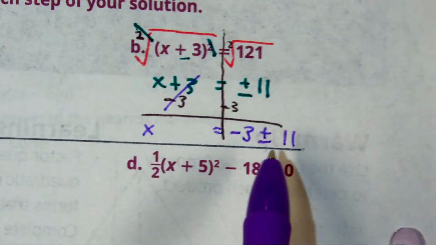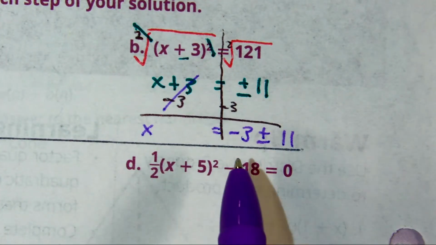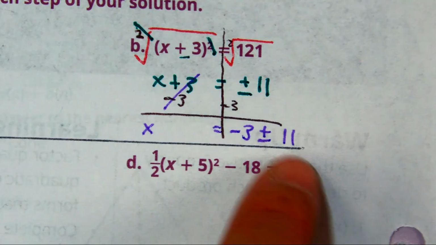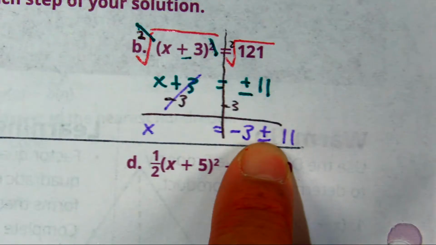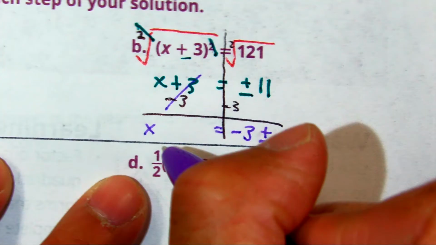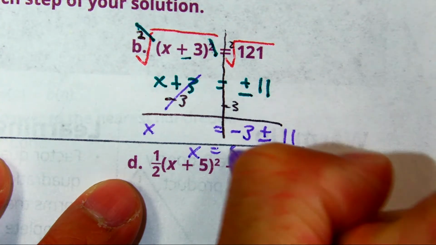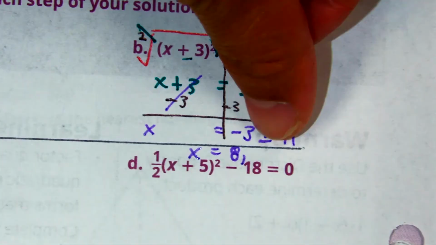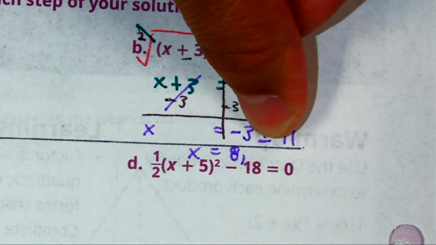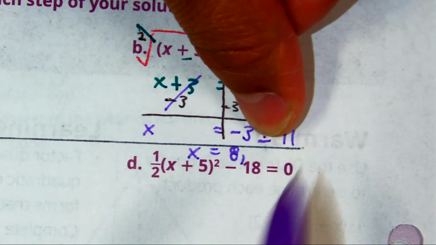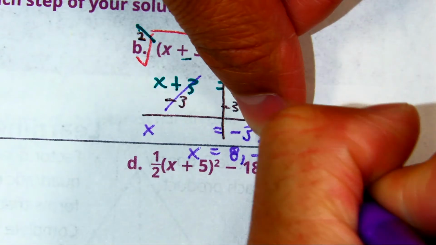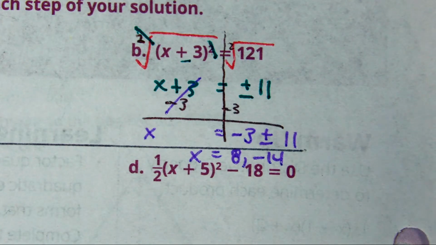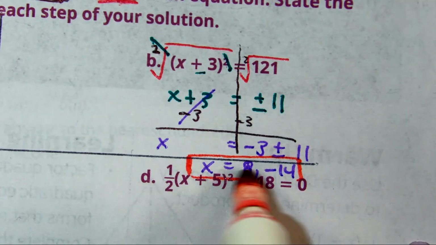The plus or minus now separates the problem into two. What I like to do as a visual is cover with my finger. Class, what's negative 3 plus 11? Positive 8. So let's write that. x equals 8. Then I'm going to use my finger to cover up the plus sign to do the second problem. Negative 3 minus 11 is? Negative 14. My two answers are x equals 8 and x equals negative 14.